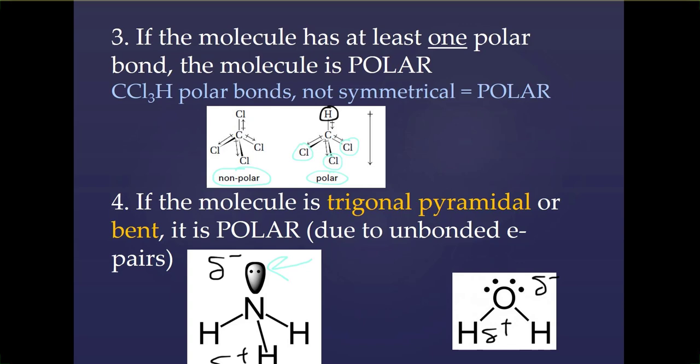We can draw the little arrows that show their polarity by drawing it through the molecule, pointing up where it is negative, and down at the bottom you'll have a little plus sign. So again, if the molecule is one of these two shapes, trigonal pyramidal or bent, it will be polar, and it's because of those unbonded electron pairs.